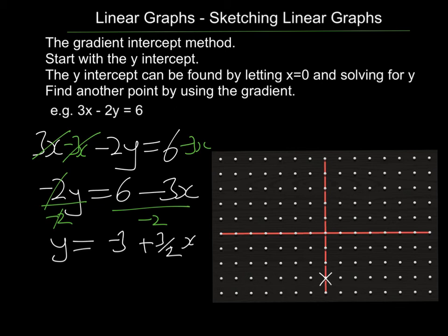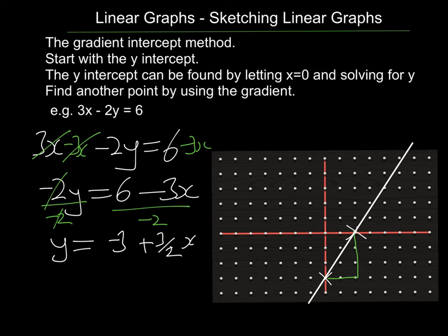I'll run across 2, and I'll rise 3. That gives me another point. Now I just need to sketch it. And there it is. This question would be so much easier to do using the previous method, and I would never actually do it this way, but just to show you that it works, I used this method.